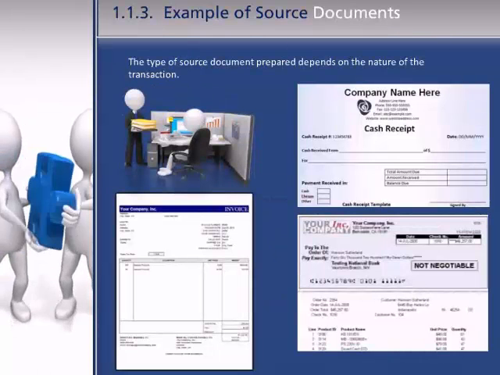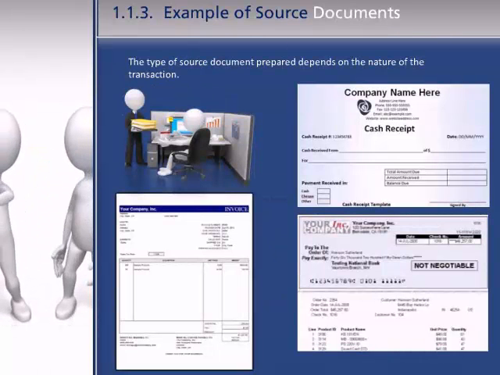There are several types of source documents that can be prepared by hand, by computer, or by a machine. The type of source document prepared depends on the nature of the transaction. Take a look at the invoice. It lists specific information about a business transaction involving the buying or selling of an item on account. The invoice contains the date of the transaction, the quantity, description, and cost of each item, and the payment terms.